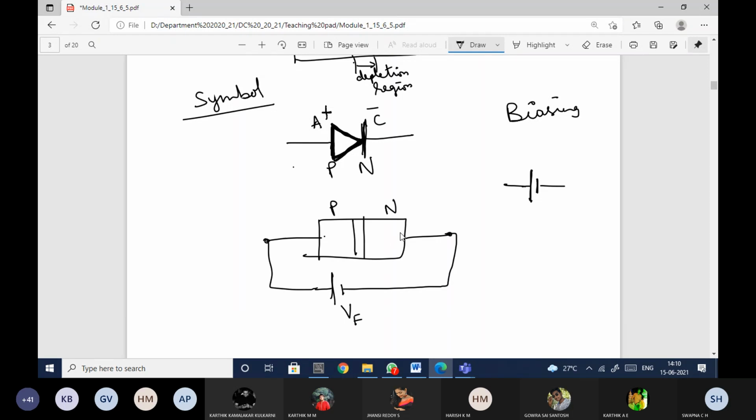So P is connected to the positive terminal and N is connected to the negative terminal. In this case, what will happen? Let us analyze. Let me draw the diagram properly so that you'll be able to analyze exactly how the electrons and holes are moving. So I have the barrier here. Towards this side I have holes, and towards this side I have electrons.